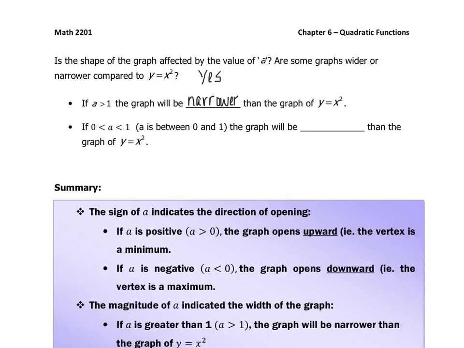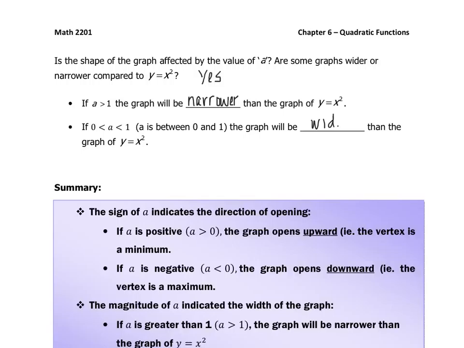And when we say A, we're ignoring the negative. If there's a negative, that makes it open up or down, but if the actual A value itself is greater than 1, ignoring the negative, then it will be narrower. And if the A value, again ignoring the negative if there is one there, is between 0 and 1, the graph will be wider.